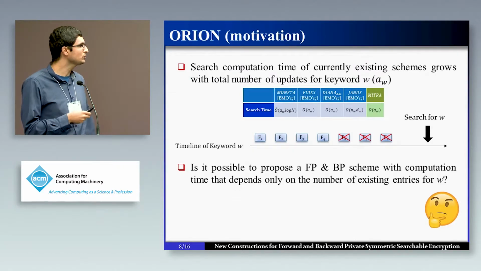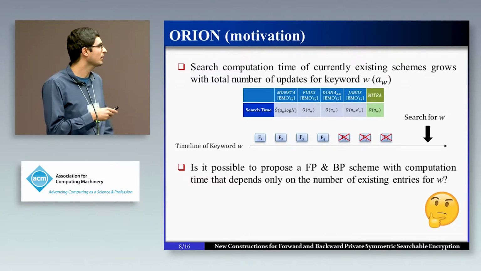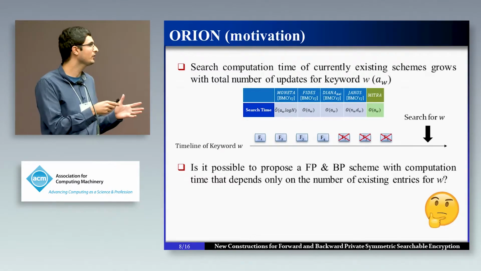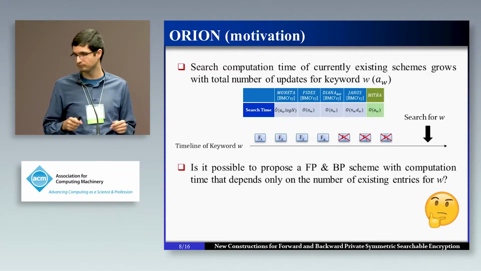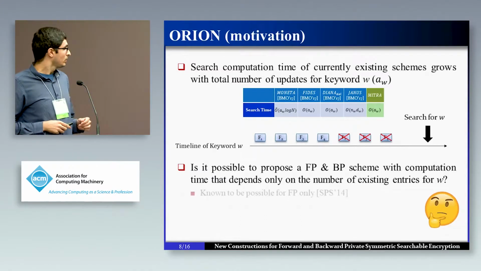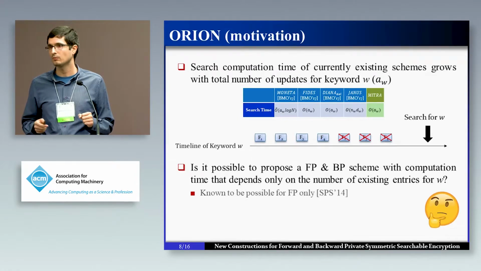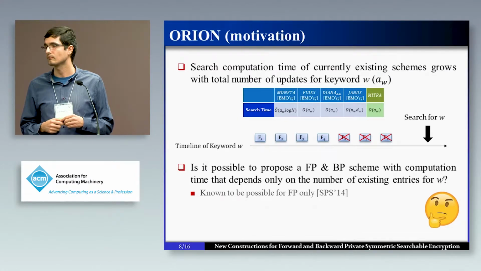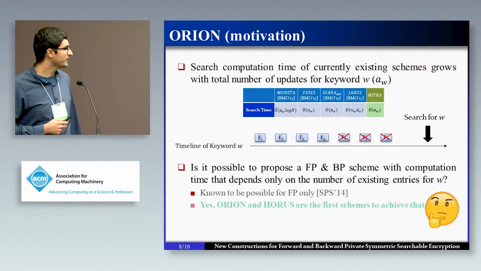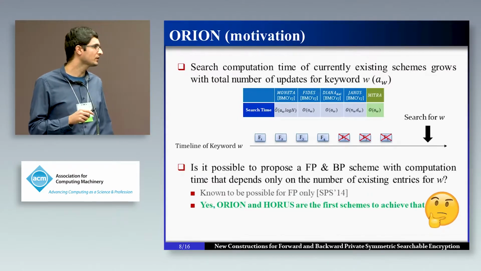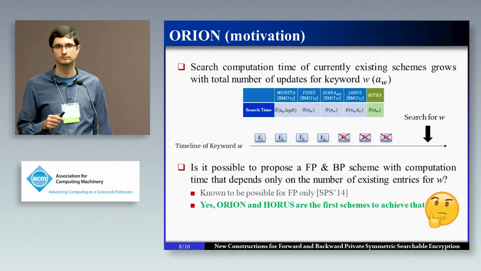So is it possible to propose a scheme with computation time that depends only on the number of existing items? It is known to be possible for forward privacy, but what about backward privacy? The answer is yes. ORION and Horus are the first schemes to achieve that.